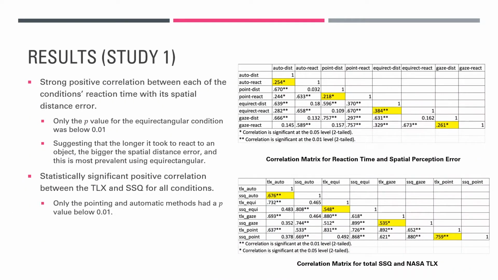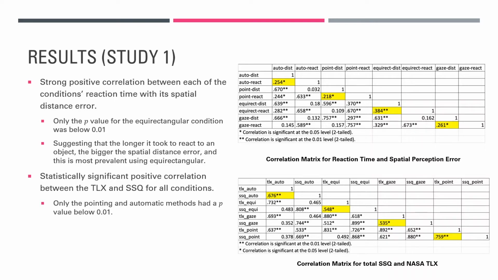Looking at the correlation coefficient between reaction time and spatial distance error across all conditions, there was a strong positive correlation between each of the conditions' reaction time with its spatial distance error. Only the p-value for the equitangular distance was below 0.01, suggesting that the longer it took to react to an object, the bigger the spatial distance error. And this is most prevalent using equitangular.